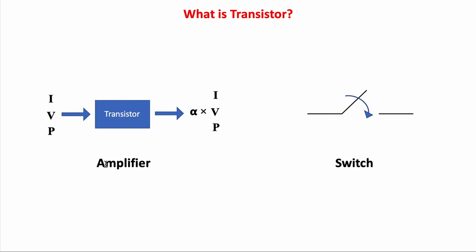Amplifying, or amplifier, means that you can amplify the current, voltage, or power input, and switching means that you can turn on and off. It's like a switch, but at a high speed or high frequency. We use this application in digital electronics mostly.